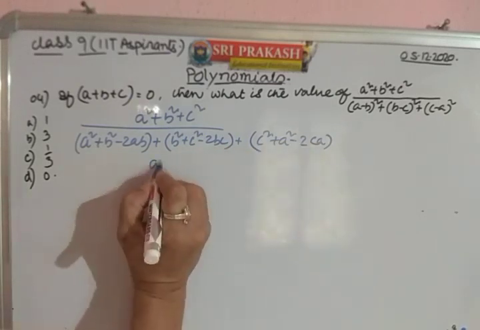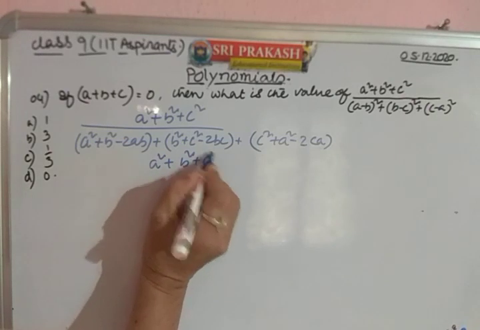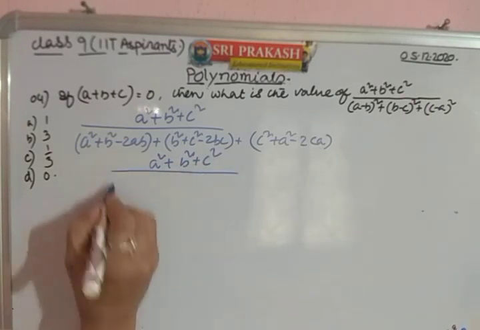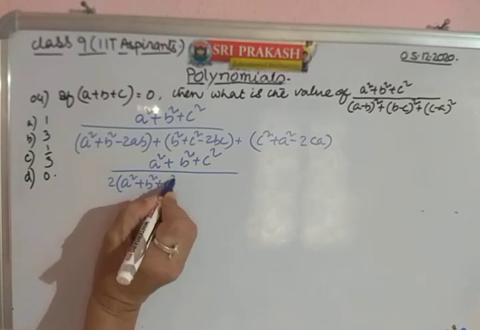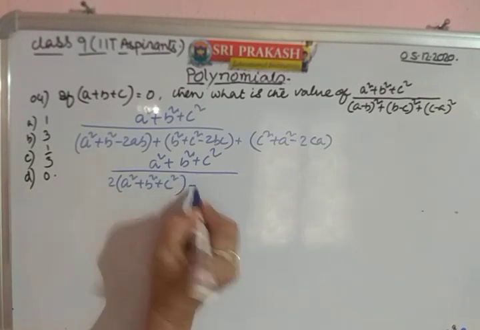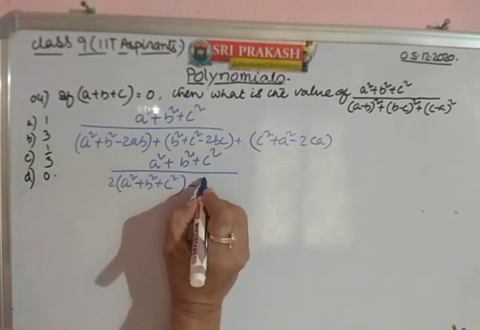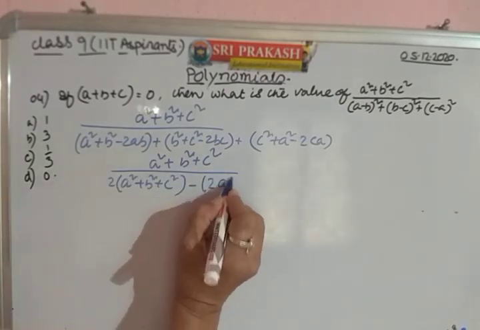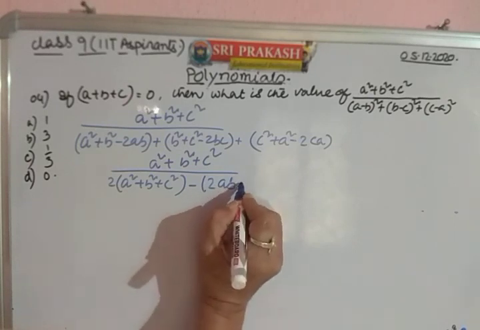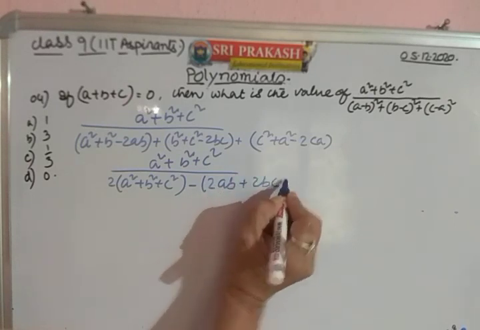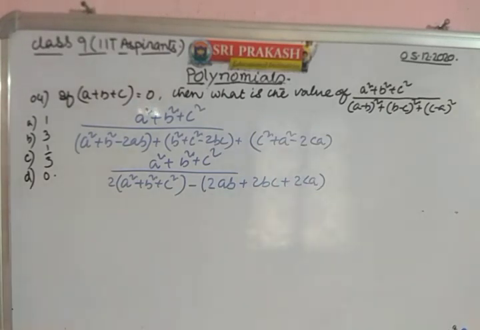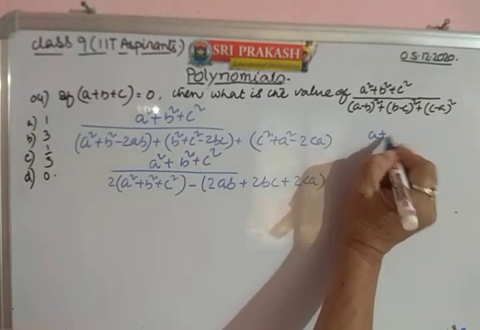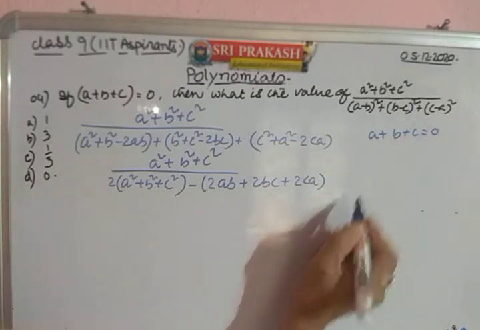So what you get? A square plus b square plus c square by 2 into (a square plus b square plus c square) minus (2ab plus 2bc plus 2ca). Clear? So what is given? A plus b plus c is equal to 0, given.